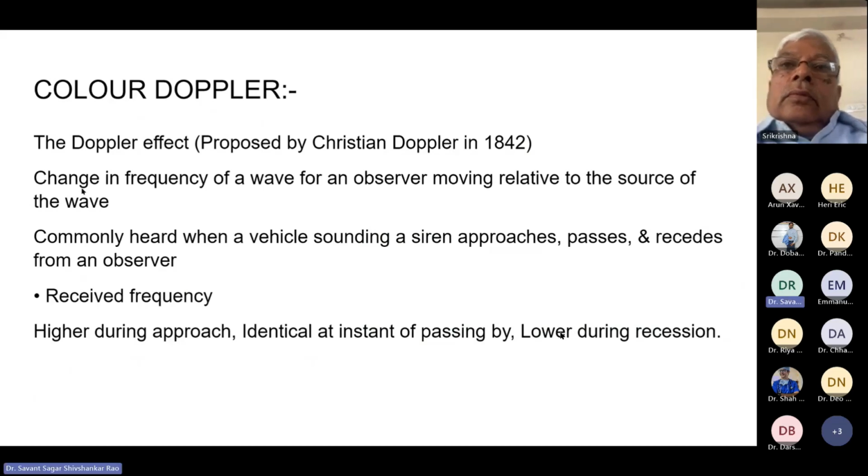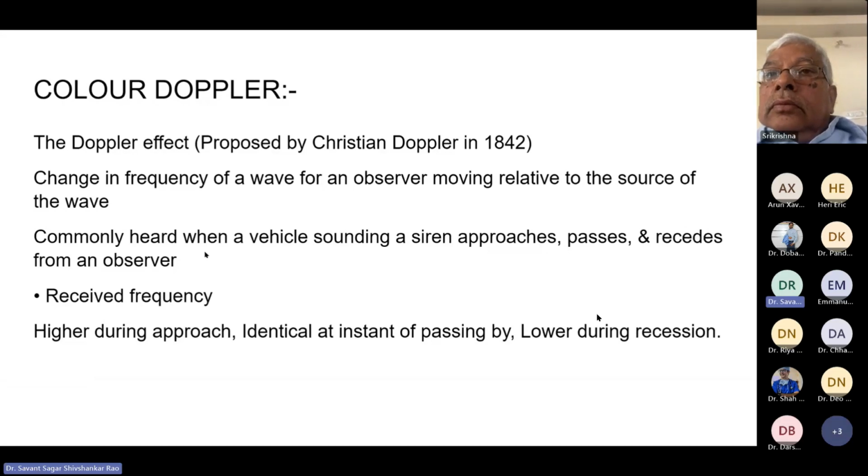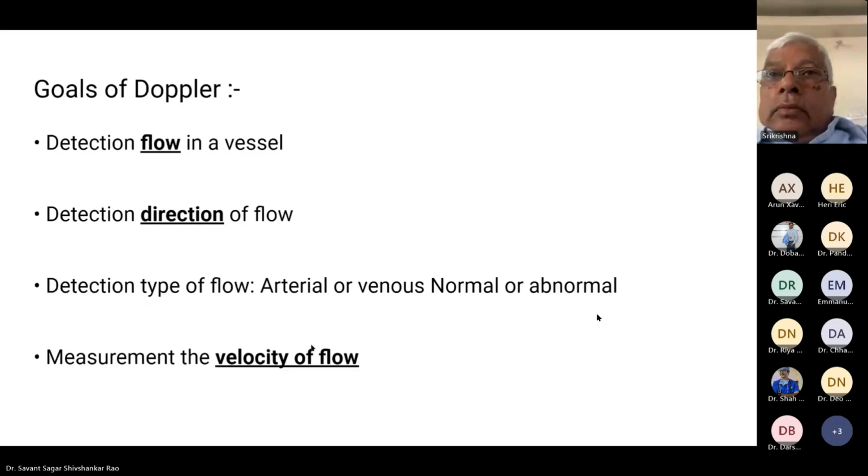It is the change in the frequency of the wave for an observer moving relative to the source of the wave, commonly heard when a vehicle sounding a siren approaches, passes, and recedes from an observer. The received frequency is higher during the approach, identical at the instant of passing by, and lower during the recession. So the main goal of the Doppler is to detect the flow in the vessels, the direction of the flow, whether it is arterial or venous, normal or abnormal, and also the velocity of flow.